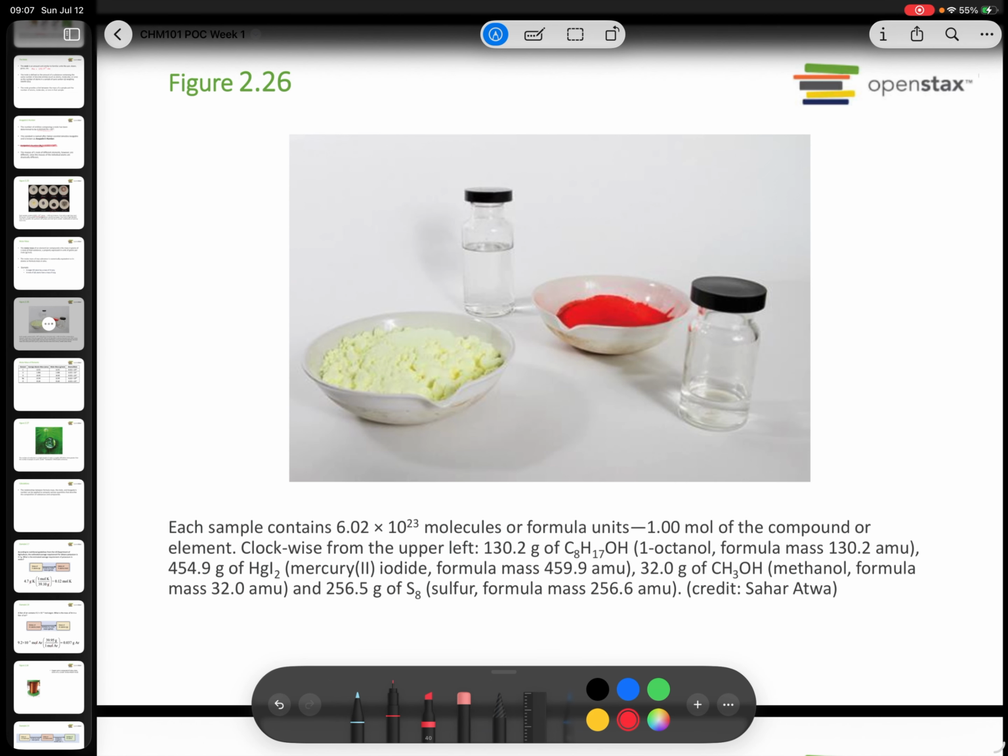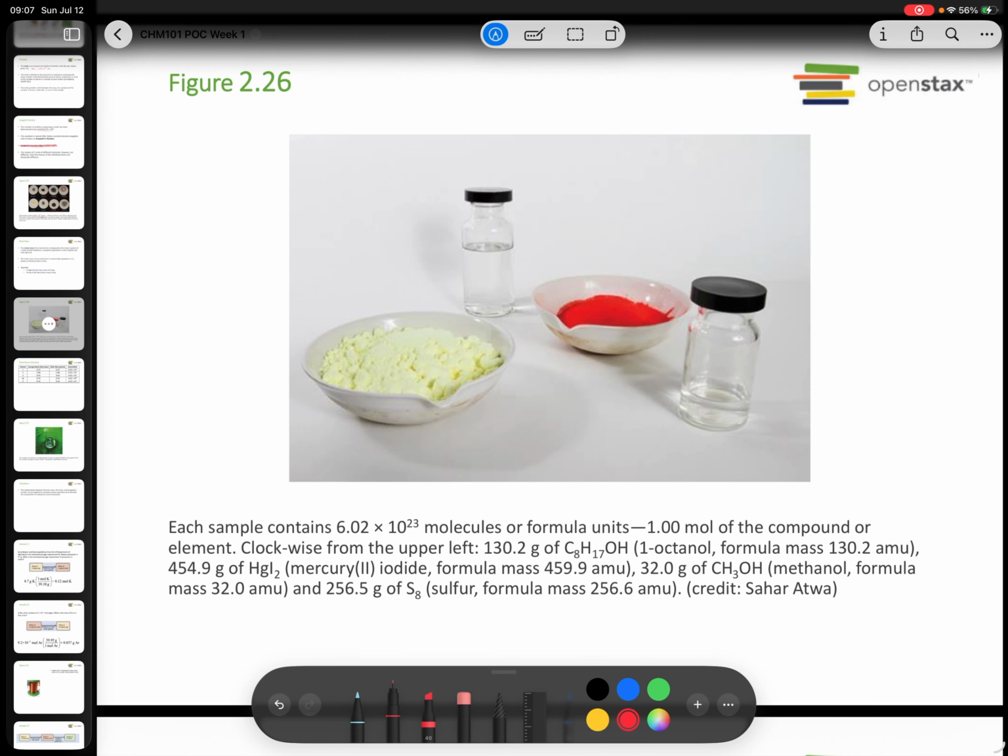So the same idea applies din sa compounds. Each sample here sa figure na to contains 1 mole of molecules or formula units. Ito naman molecule yung pinag-uusapan, hindi na element. So methanol has a formula mass of about 32.0 AMU. So 1 mole of methanol has a mass of about 32 grams. Okay?